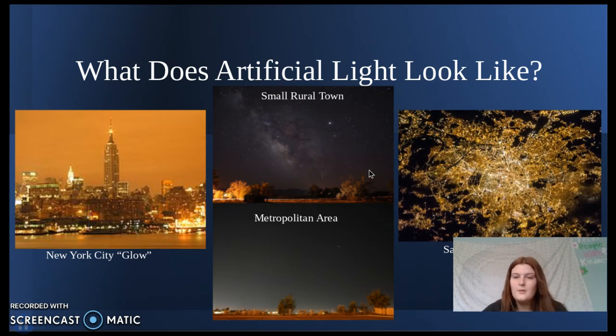And then on the right we have a satellite view of Paris in the middle of the night. Paris is also a very big area that has a lot of artificial light, so you can see in that map all of the light that is polluting the environment.